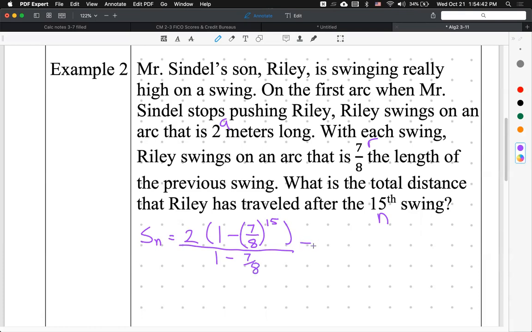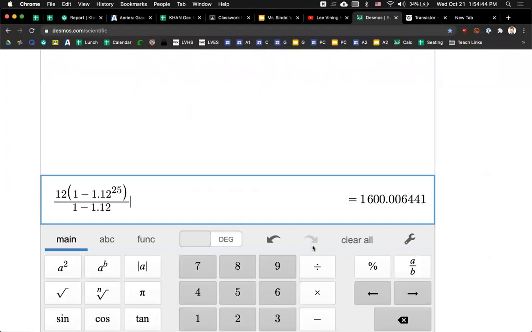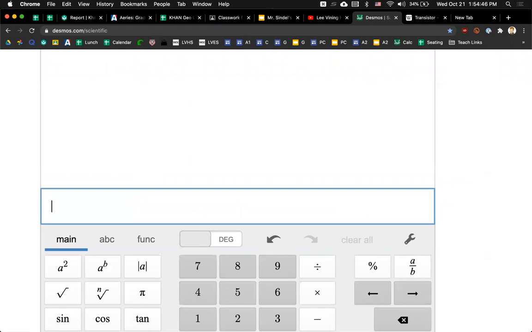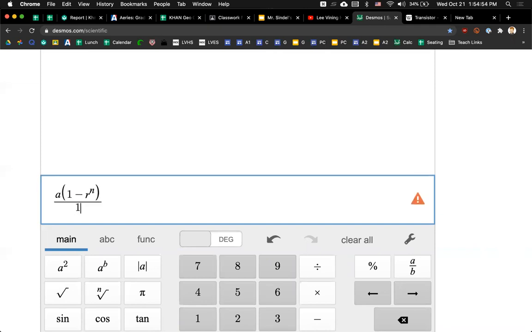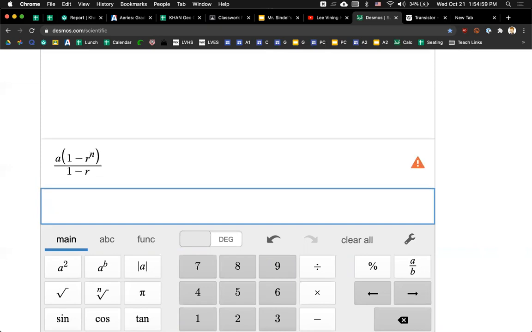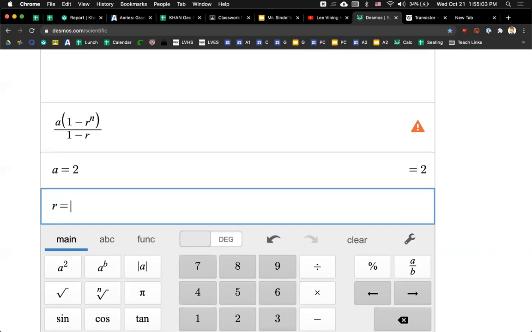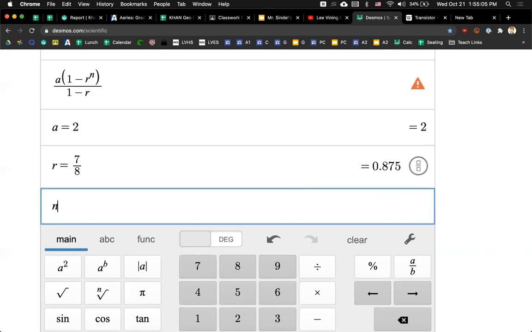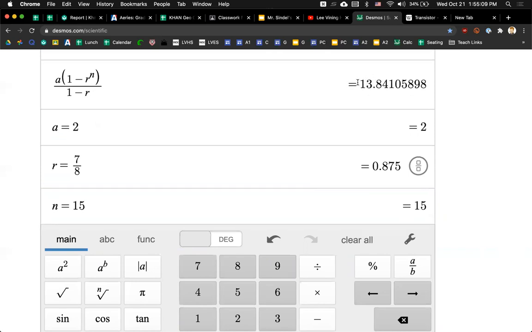And this is just a calculator question yet again. Should I show you guys your quick little shortcut for your homework tonight? Shortcut magic is this. You do A times 1 minus R to the power of N, all divided by 1 minus R. Wait, didn't you just type in the formula? Yes, you just type in the formula. Check this out. A is equal to, was it 2? R is equal to 7/8. And finally, N is equal to 15. And up here, it says the answer is 13.841.